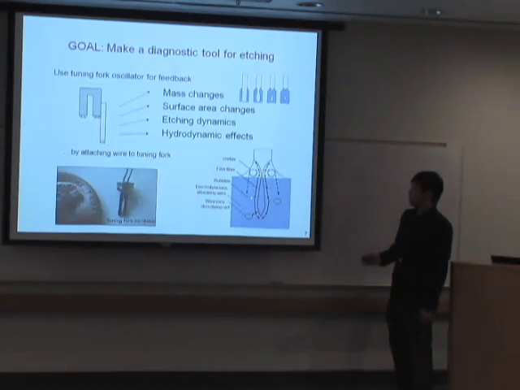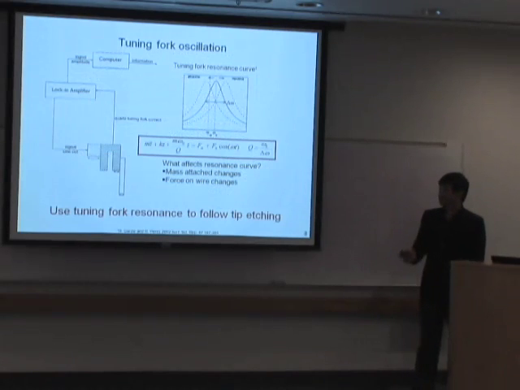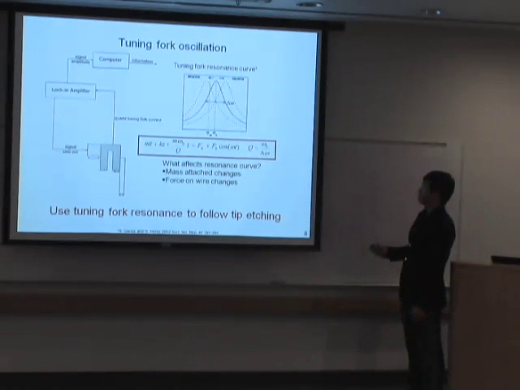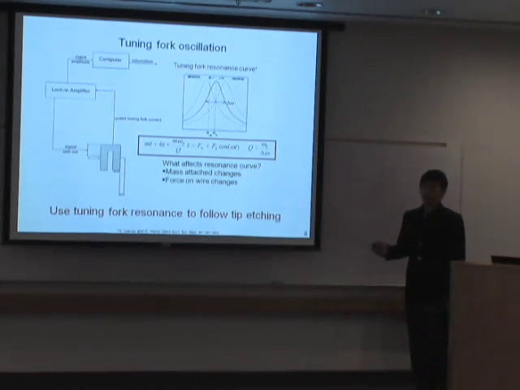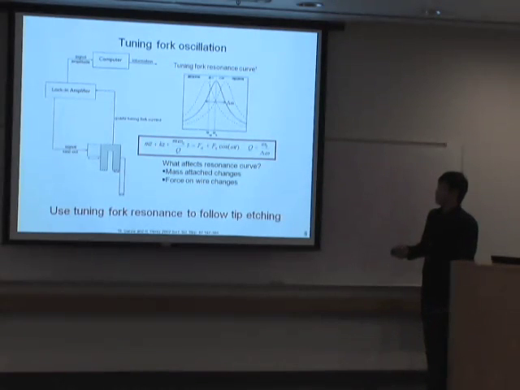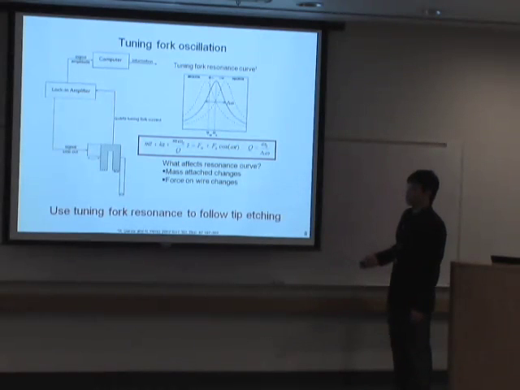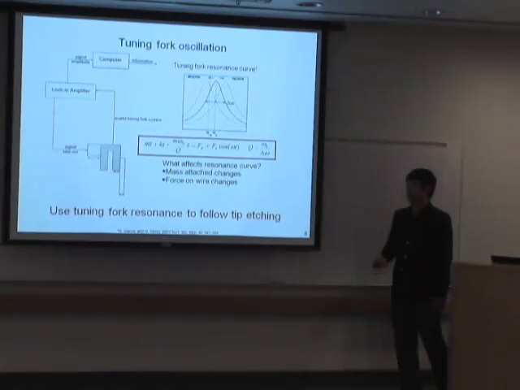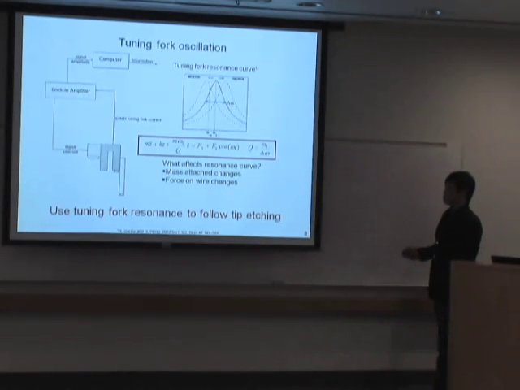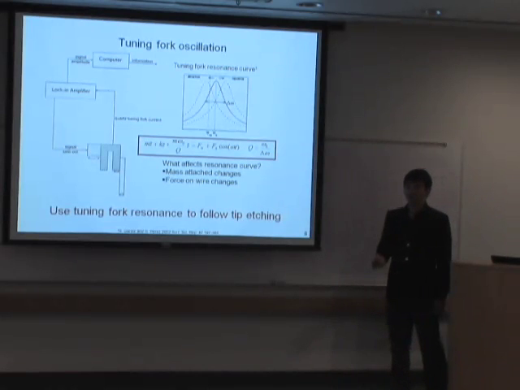And the idea is that we want to use this tuning fork and we're going to attach a wire to it so we could detect these changes. And here's an equation that describes the motion of the tuning fork. You might remember this is a damped harmonic oscillator equation. And by looking at different variables here, such as mass and force, we could see what's going on with the tuning fork and ultimately the wire. So we're going to use the tuning fork resonance to follow what happens during tip etching.